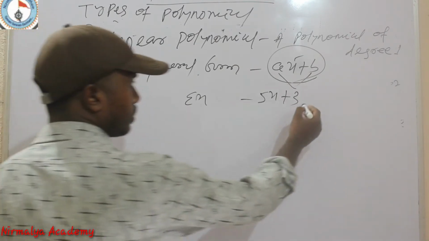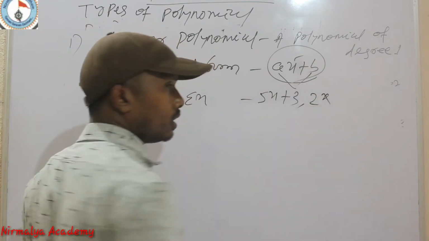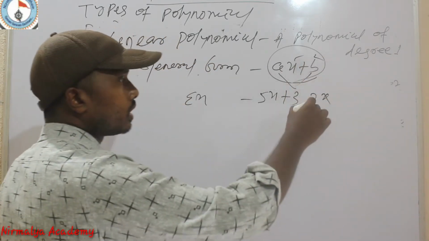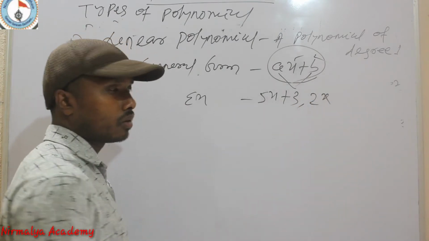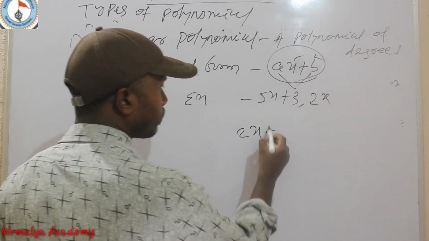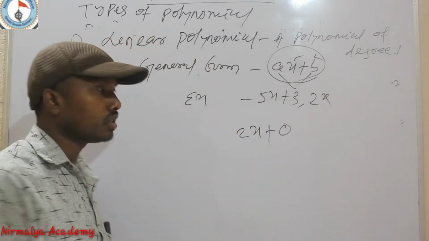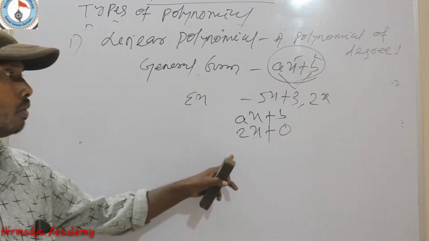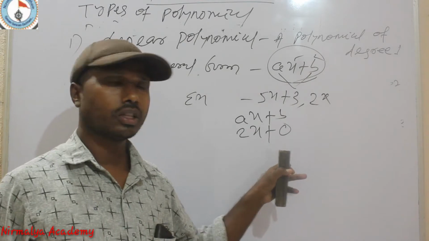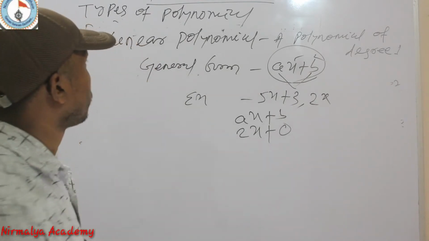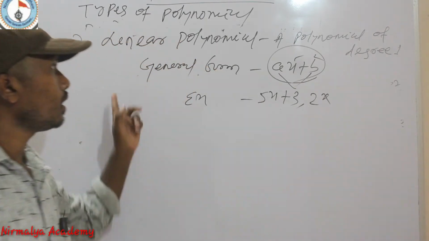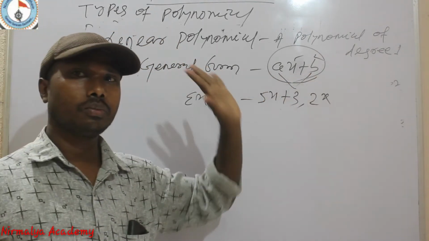Just like 2x, it is also a linear polynomial. Here b is 0. a is 2 but b is 0, because it can be written as 2x plus 0. Means ये हो गया ax plus b, where a equal to 2 and b equal 0. So that's why it is also a linear polynomial. So these are the linear polynomials and their general form is ax plus b.